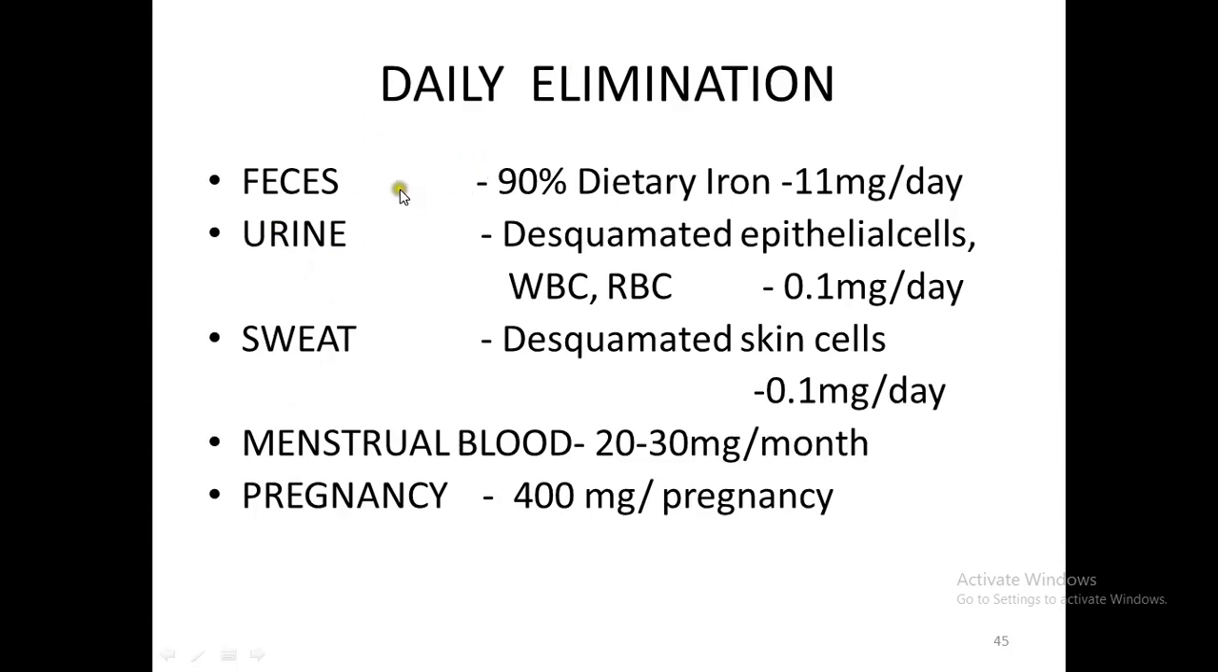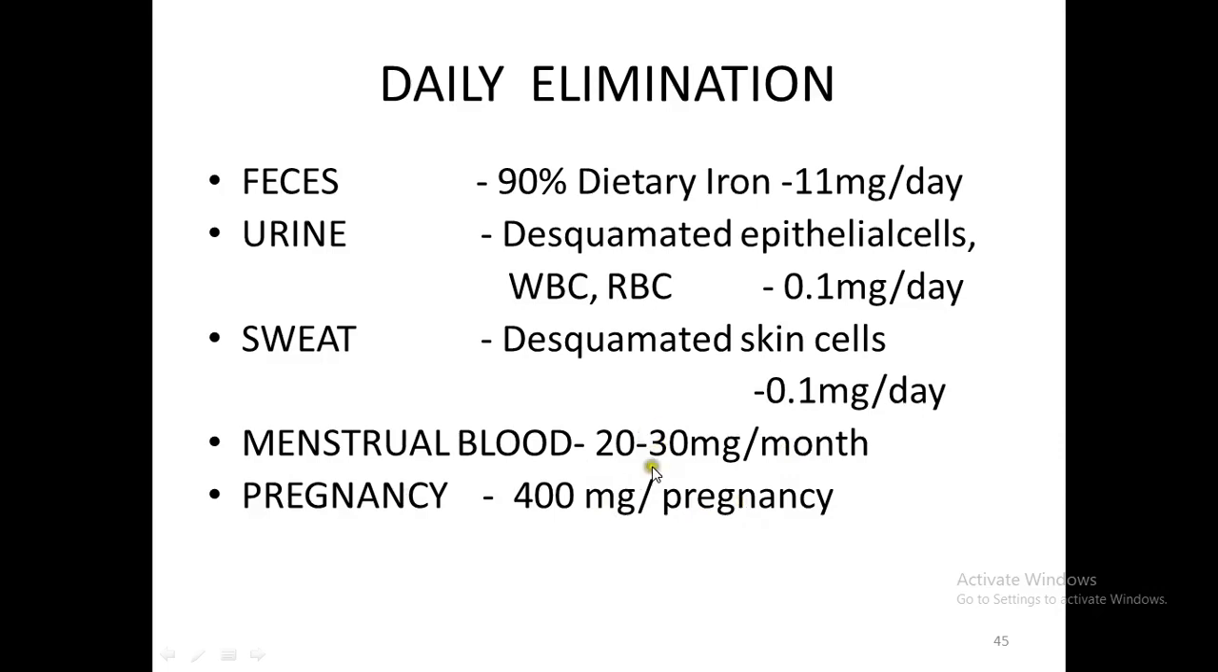Daily elimination of iron in the feces: nearly 90% of the dietary iron is thrown out in the feces. Why? Because it's not absorbed. Only 10% is absorbed. In the urine, we find 0.1 milligram daily, and this is because it is present in the desquamated epithelial cells, some WBCs, and RBCs, which may be thrown out in the urine. Sweat contains desquamated skin cells, so 0.1 milligram per day of iron is found in the sweat. Menstrual blood, however, contains 20 to 30 milligrams of iron thrown out every month. And in pregnancy, 400 milligrams of iron are required per pregnancy.